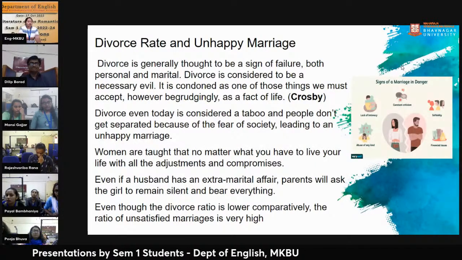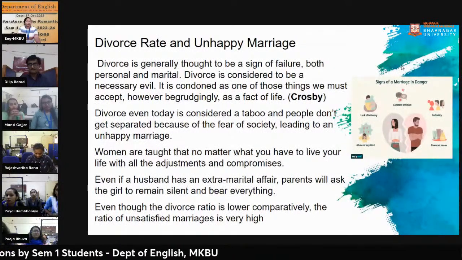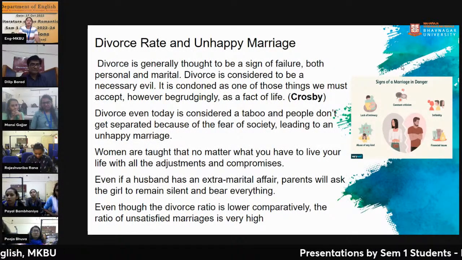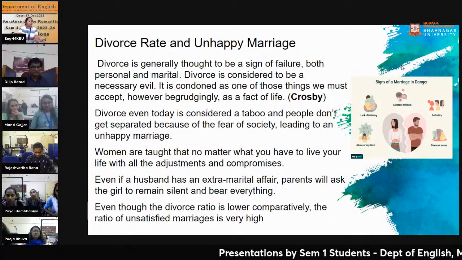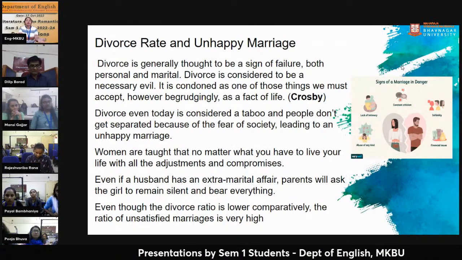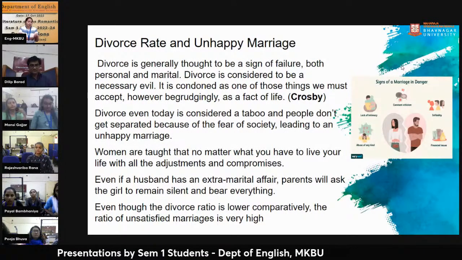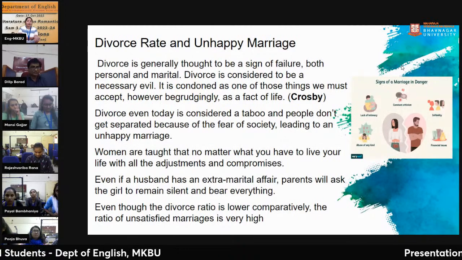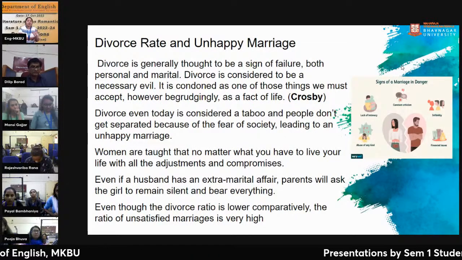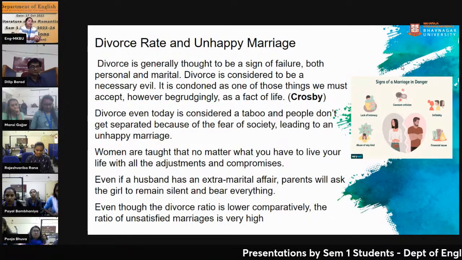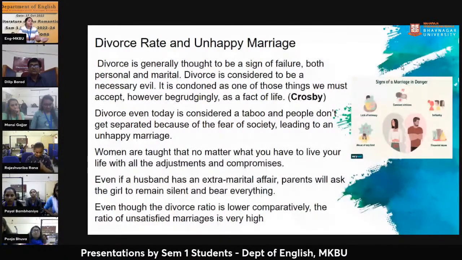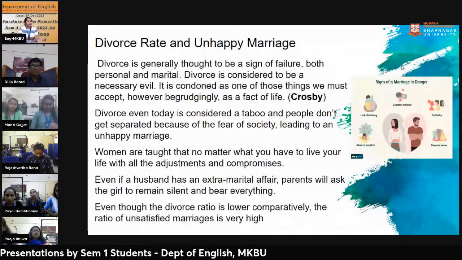Even though the divorce ratio is lower in India comparatively, the ratio of unsatisfied marriages is very high, just because women are expected to compromise a lot. And we also have a lot of proverbs and idioms in a lot of languages, like "dikri che, sapno bharo che": a daughter is a burden, we cannot keep her with us for an entire lifetime. That is a very wrong thing to say.